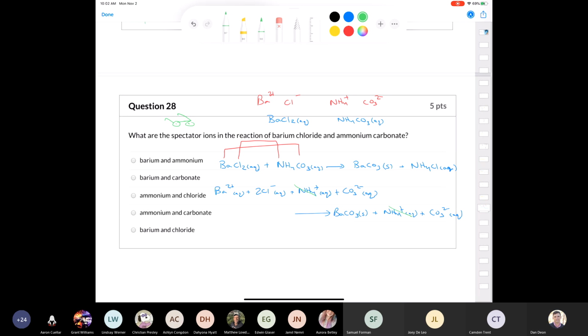Ammonium. Did I miss my chloride? I did. Mr. Dion's writing too fast. Sorry, you guys. Instead of chloride, I put carbonate, didn't I? That wasn't right, was it? Okay, so you can see here that our chloride is going to cancel out in my unbalanced reaction, so I can fix this. There we go. BaCl2.